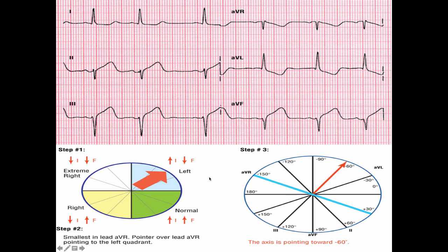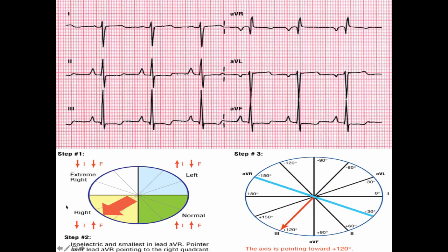For example 3, we are in the left axis quadrant area. Lead 1 is upright. AVF is negative. We are in the left axis quadrant. We picked AVR as our isoelectric lead, the smallest in voltage and amplitude, top to bottom, for the QRS complex. So here's my big thick blue line here on AVR, and then I'm going to point my arrow at a perpendicular angle, either up or down. And again, here I'm going up.